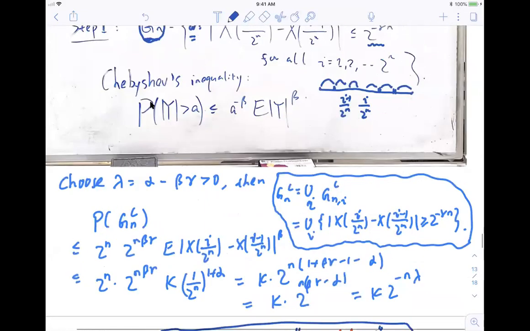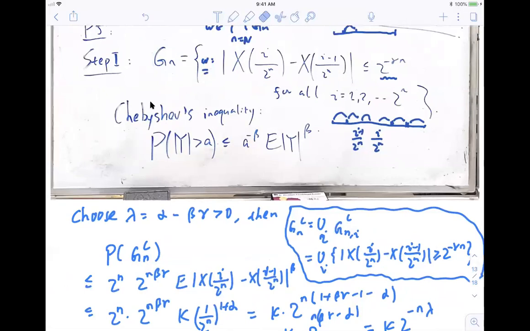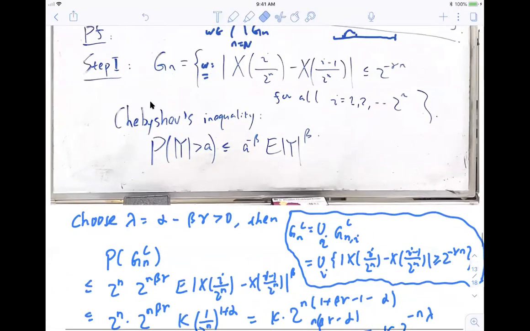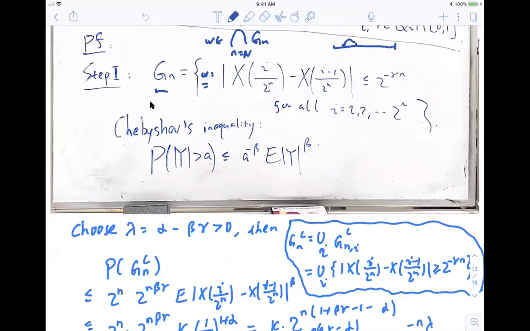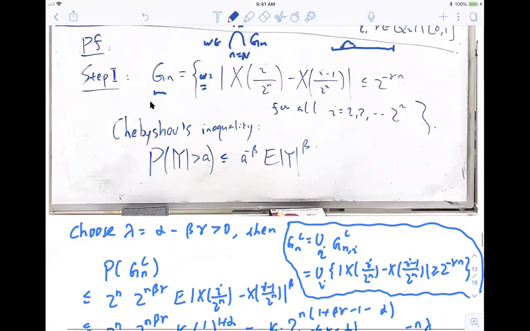This proof is not hard, but it can be harder if you want to get a more delicate result. The result can be obtained in the following way. We construct this G_n. G_n says that in this scale, all the paths do not oscillate too much. The oscillation is in the order of this, in the scale of 1 over 2^n. So G_n just describes the behavior at the scale of 1 over 2^n.